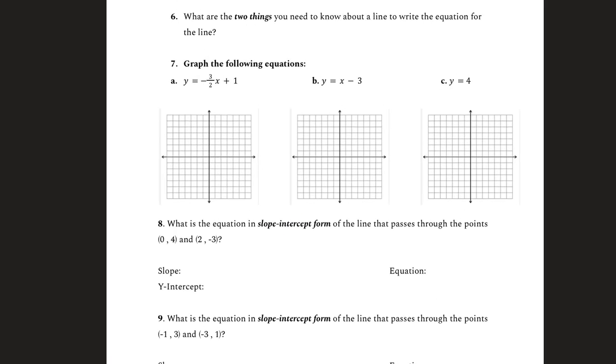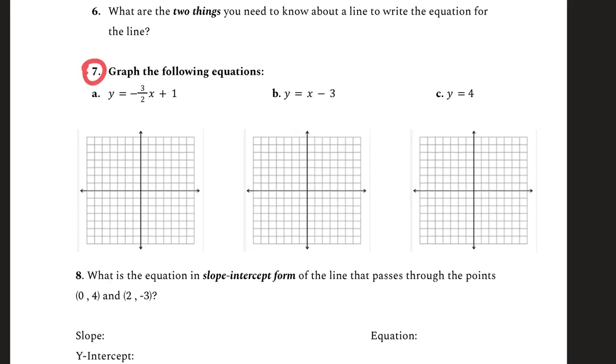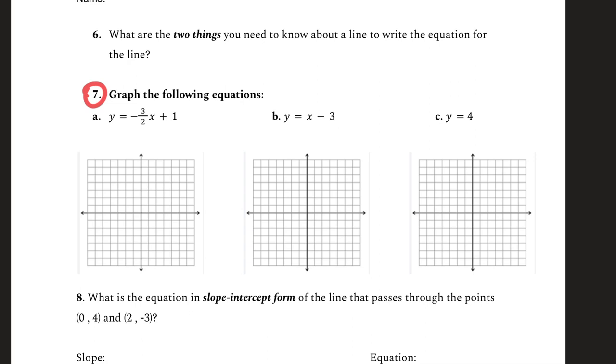All right, next page. I'm not going to do any of these on number 7. Okay, I did quite a few on the last video. So remember, what you do is you take your slope and you take your y-intercept. The y-intercept is 1, so you put it at 1. Then your slope is -3 over 2, so you go down 3 over 2 to make your line.